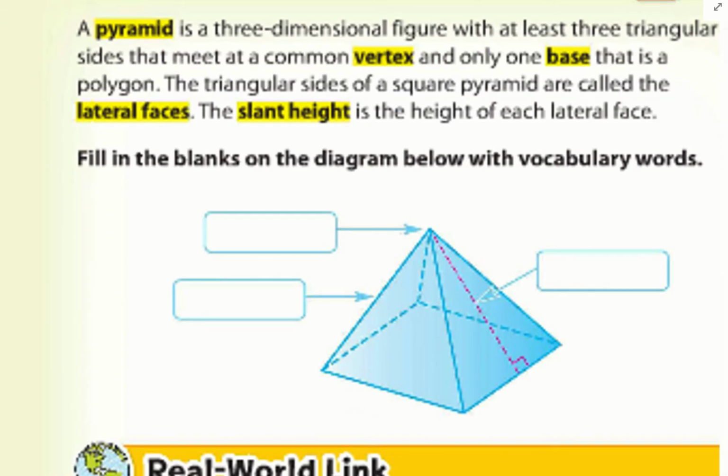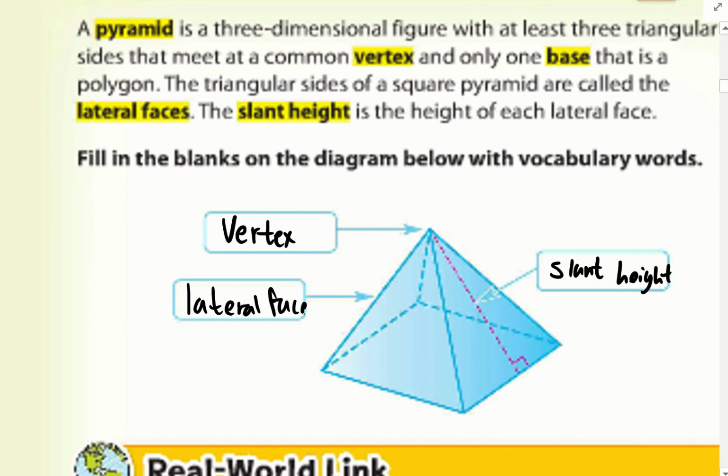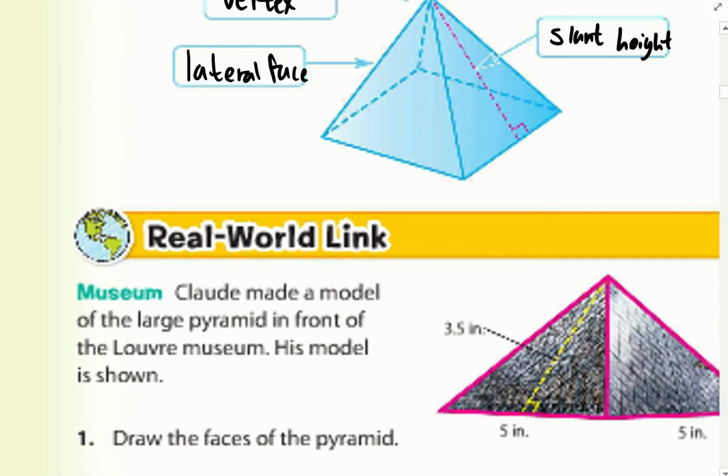So vocabulary: a pyramid is a three-dimensional figure with at least three triangular sides that meet at a common vertex and only one base that is a polygon. The triangular sides of a square pyramid are called the lateral faces. Slant height is the height of each lateral face. My vertex is the top, because they all meet there. My lateral faces are my triangles.